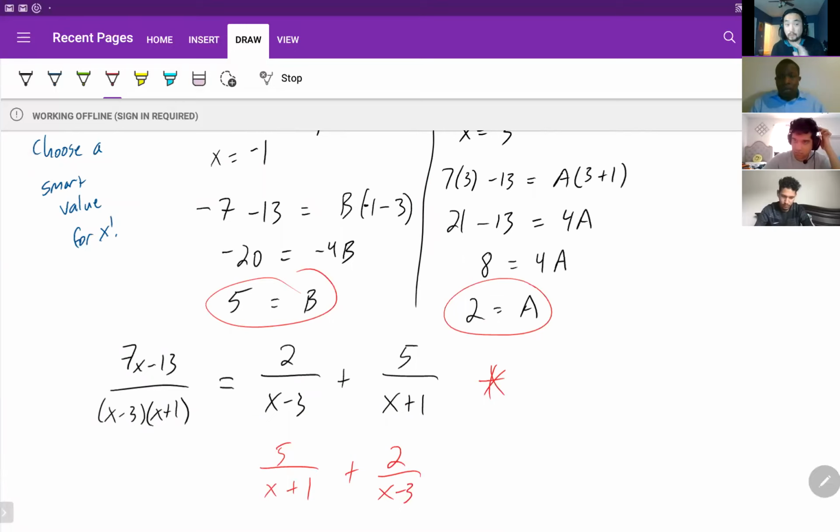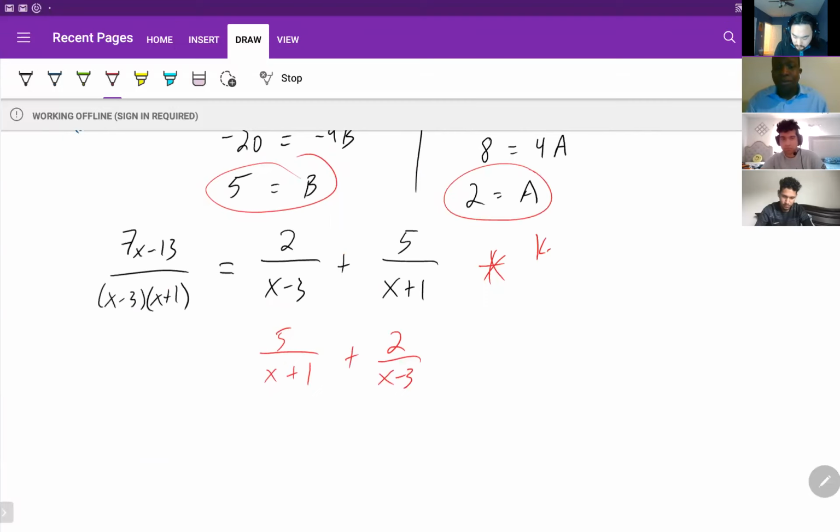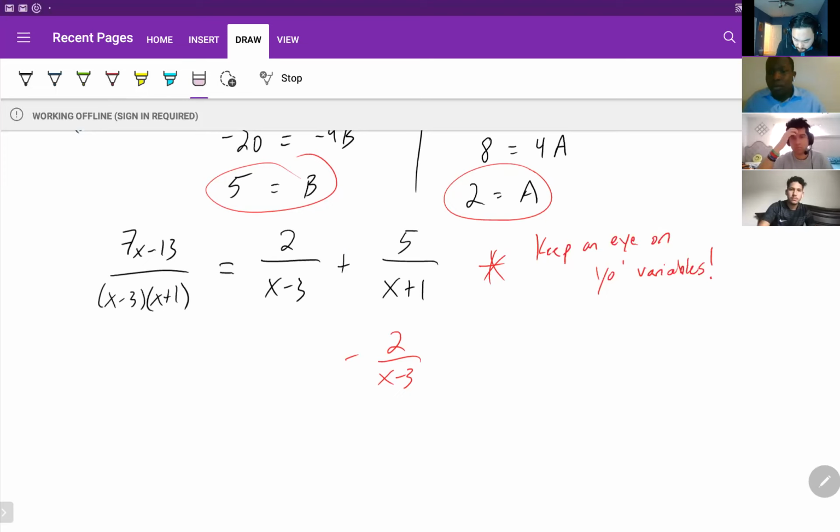So no, the order does not matter. Just make sure your variables are consistent. I would write that down. Keep an eye on your variables. Make sure your work is consistent. All right, so that was my little spiel on that.